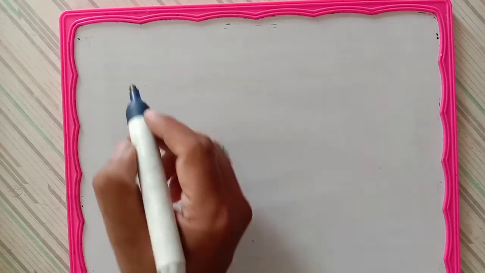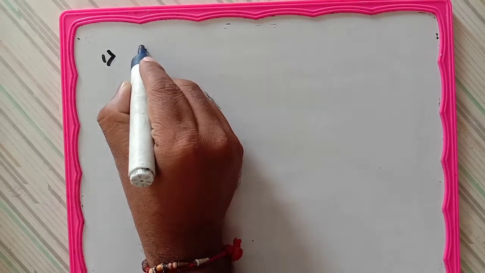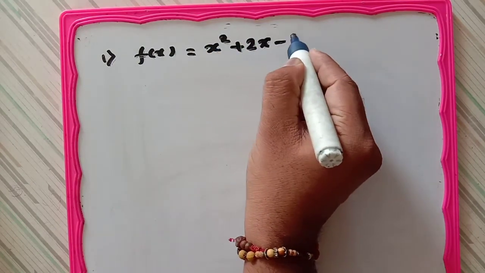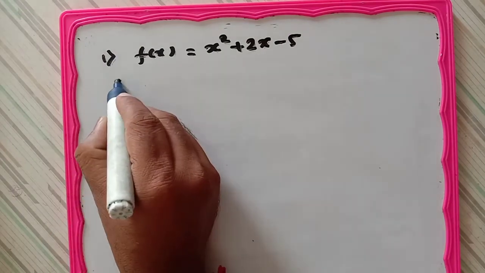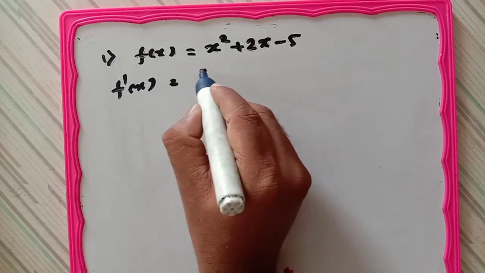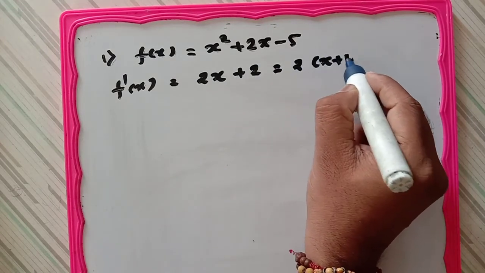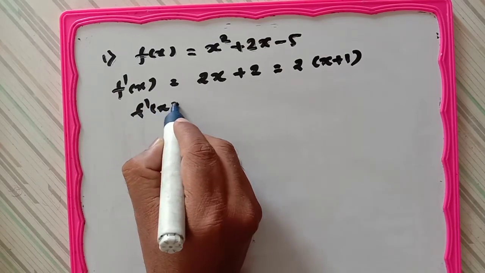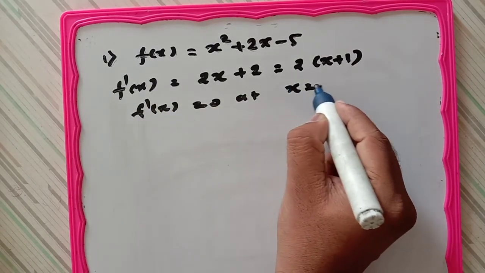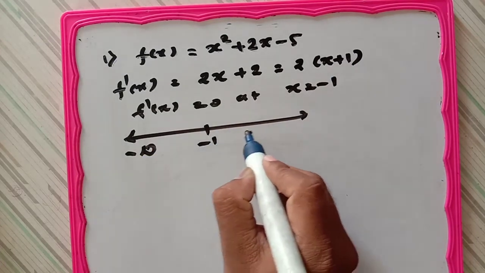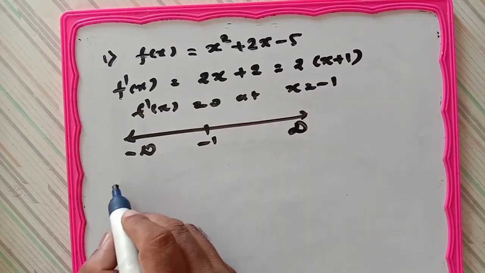Now question 6 is given: find the interval in which the given functions are increasing or decreasing. So the first question is f(x) = x² + 2x - 5. So we find f'(x), then it will be 2x + 2. So 2 we take out common, then it will be 2(x + 1). So f'(x) = 0 gives x = -1. And so we have -∞ to -1 and -1 to ∞, 2 parts.